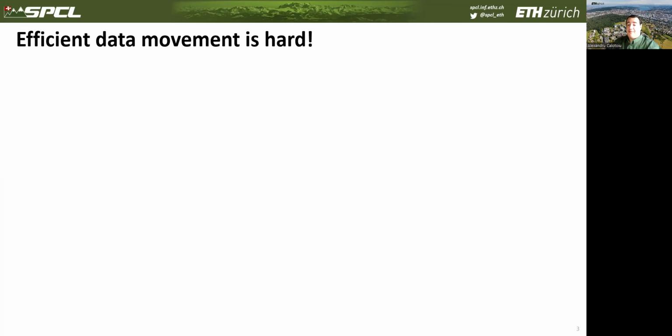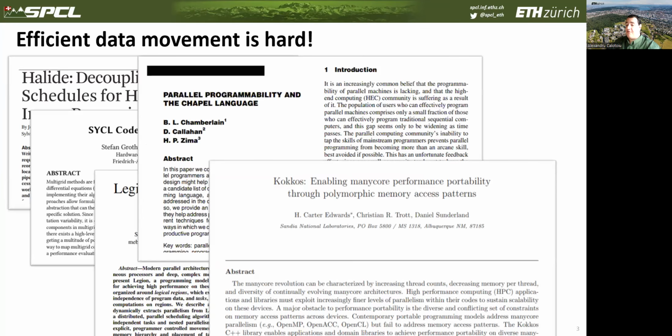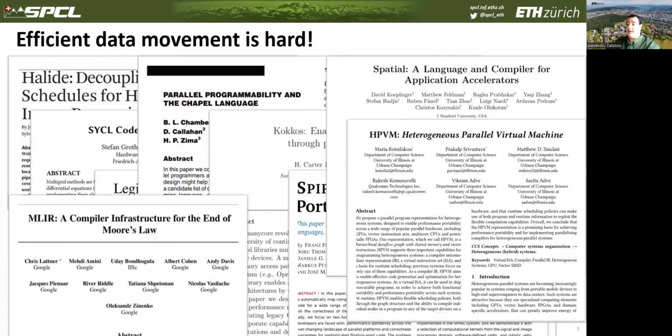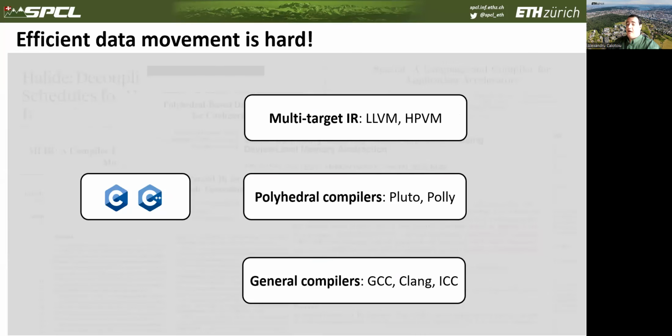However, efficient data movement is hard. There is a lot of research in how to do this, and while everyone agrees it is an important topic, it is by no means solved. Now, I will focus in this talk and in this work on C, and classifying research in this area, we can identify that there are multiple larger categories of research.